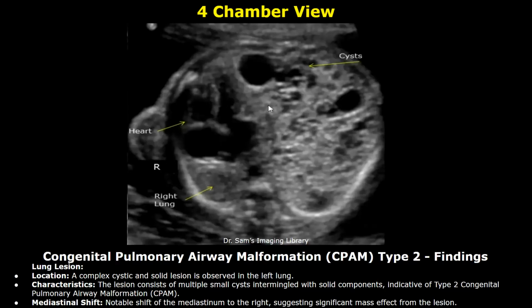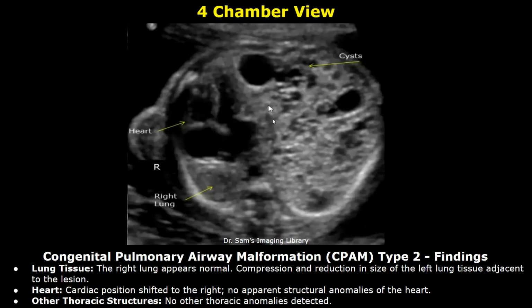Lung tissue. The right lung appears normal. Compression and reduction in size of the left lung tissue adjacent to the lesion. Heart. Cardiac position shifted to the right side. No apparent structural anomalies of the heart. No other thoracic anomalies were detected.